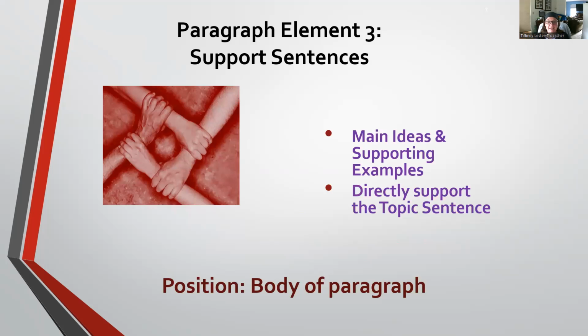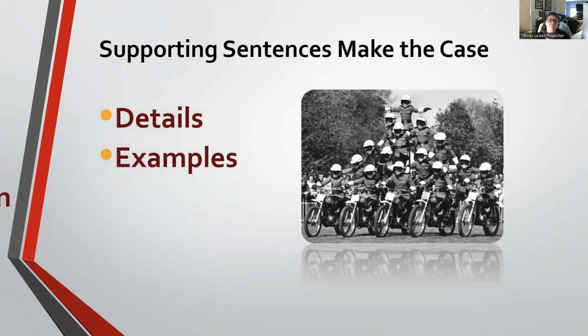Those are the main ideas and supporting examples, and they should relate directly to the topic sentence and support that topic sentence directly, right? And again, the position of those supporting sentences is pretty much everything after sentence 1 and before the last sentence, everything in between. It takes up the most space of your paragraph, your support sentences do. Those support sentences are going to be made up of details, examples, explanation. It just depends on what type of paragraph you're writing, what the purpose is, what your subject is.